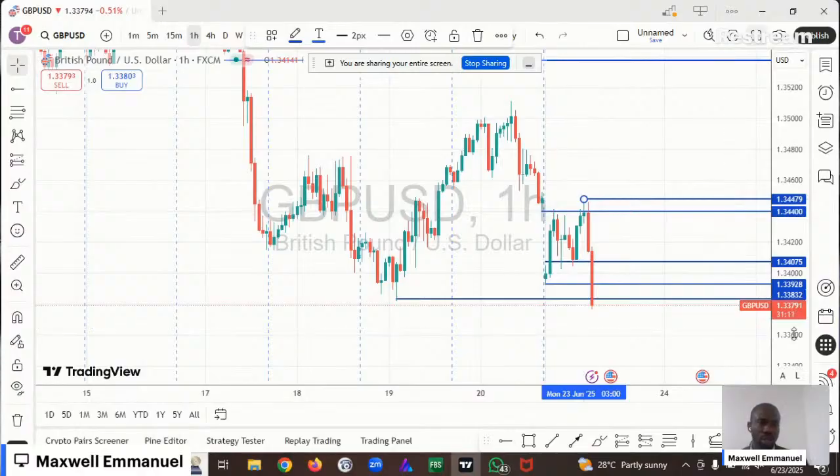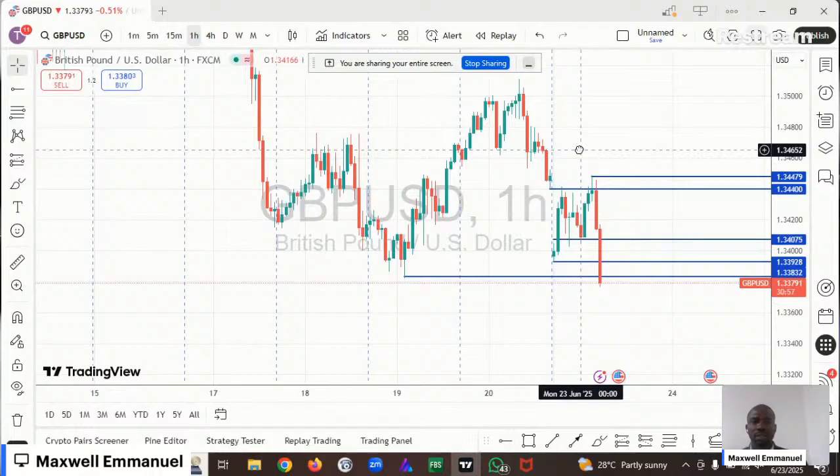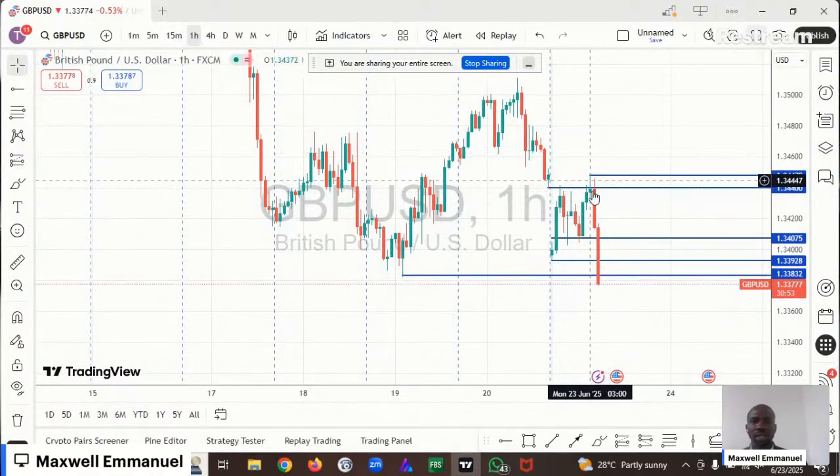or you could use the high of this candle as your stop loss. Now the market is trading at 1.3379, so your stop loss will be at 1.3447. That's about 70 pips risk. For me, that risk is too high. You should have entered sell after the formation of this spinning top.